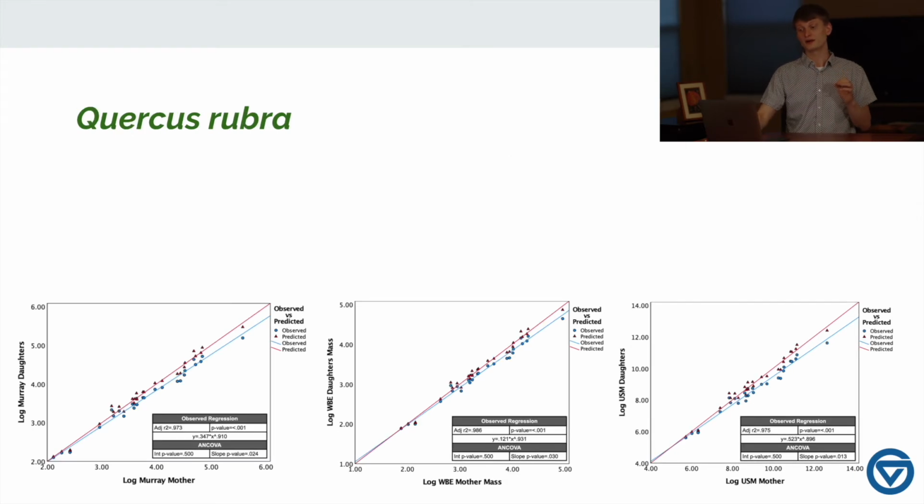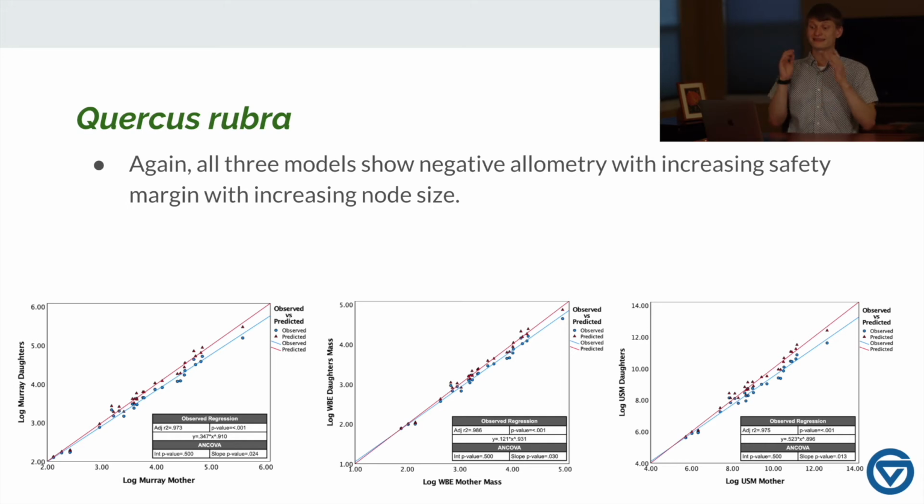Briefly, I want to focus in on Quercus rubra, and I say briefly because, again, all three models show negative allometry with an increasing safety margin associated with increasing node size. This is the exact same story as with Fagus grandifolia. Murray's law, again, larger nodes, less hydraulically efficient, less likely to experience embolism. Westbrown-Enquist in the center, larger nodes, they are going to be supporting less mass than they theoretically could. On the right, USM, larger nodes, they're going to be less optimized for their limbs being large, but they're going to be less likely to break off under stress.